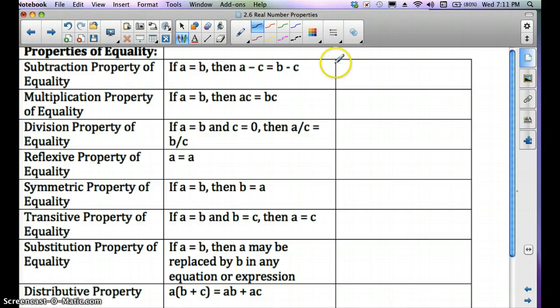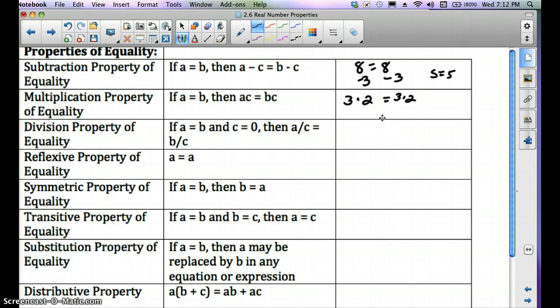So the subtraction property: if A equals B, then A minus C equals B minus C. So if we had 8 equals 8, if I were to subtract 3 from both sides, I would get 8 minus 3 equals 8 minus 3, so it equals 5. Same thing with the multiplication property. If I had 2 and 2, and I wanted to multiply both sides by 3, that would be the same thing. But I have to multiply both sides.